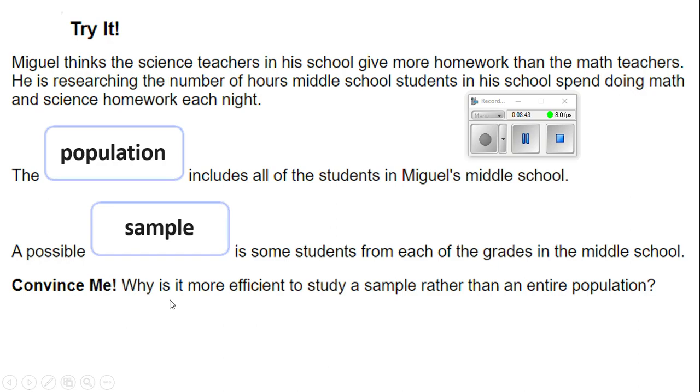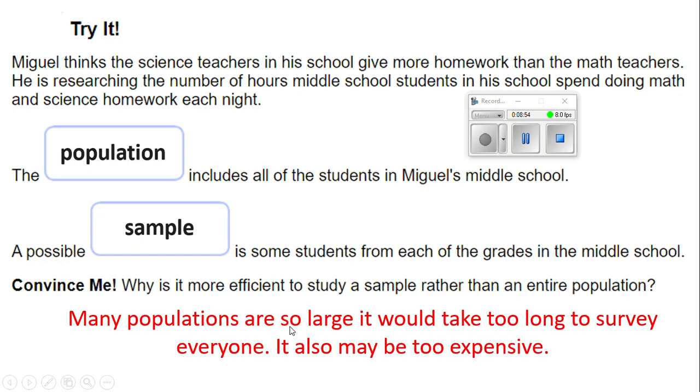Next, it says convince me. Why is it more effective to study a sample rather than an entire population? Let's not forget that first example. An entire population can be a pretty big number of people. So many populations are so large, it would take too long to survey everyone. It's also very expensive. Think about who you're going to have to pay to go and ask all those people that question.